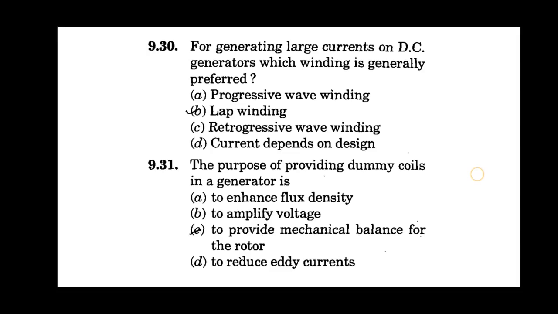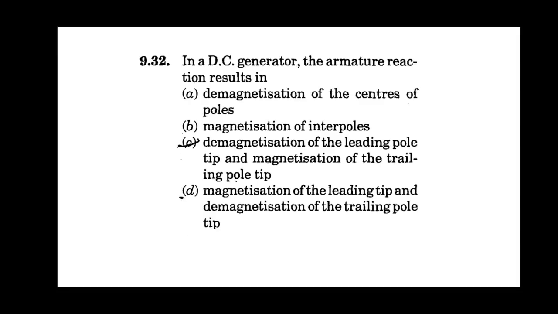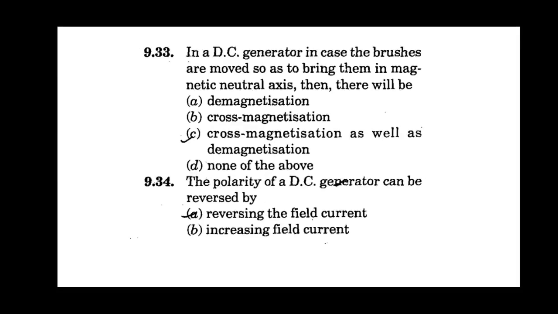For generating large currents in DC generators, which winding is generally preferred? Lap winding. The purpose of providing dummy coils in a generator is to provide mechanical balance for the rotor. In a DC generator, the armature reaction results in demagnetization of the leading pole tip and magnetization of the trailing pole tip.